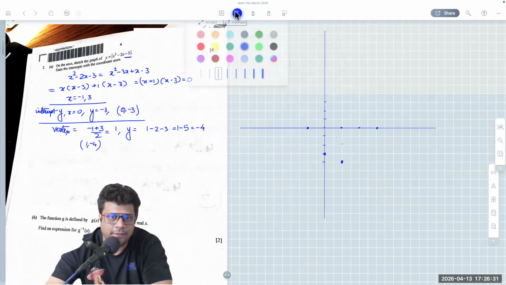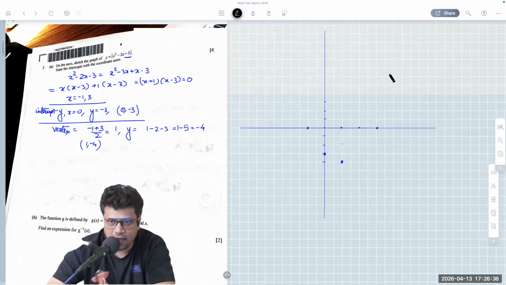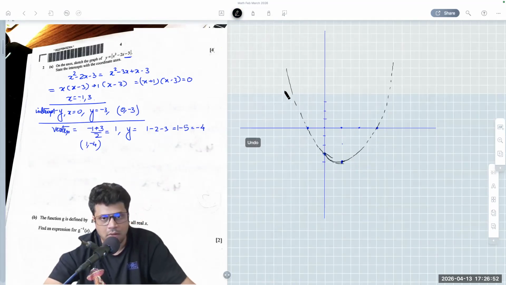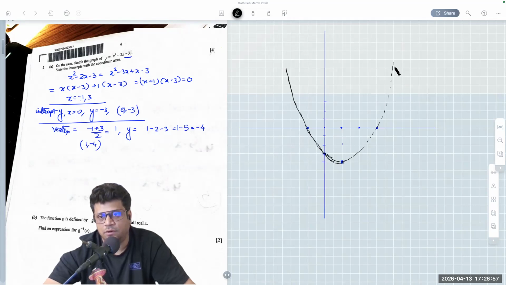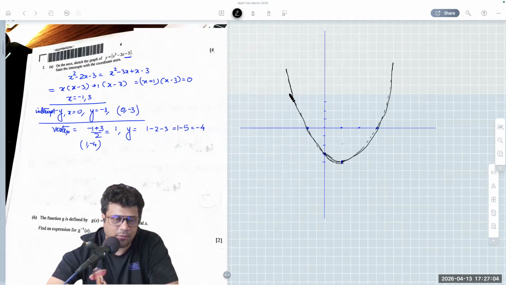That's your y-intercept. So the curve looks like that. That is what the curve looks like. Now that is what it was supposed to be without the mod.